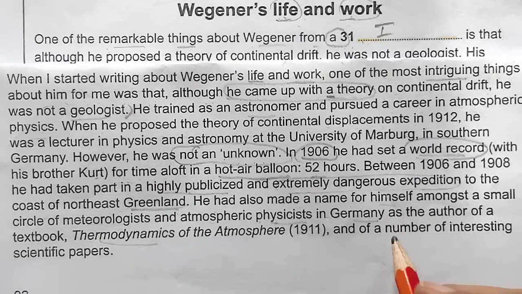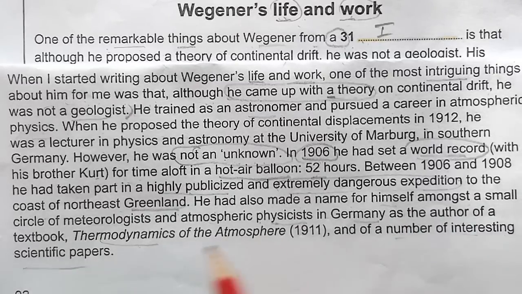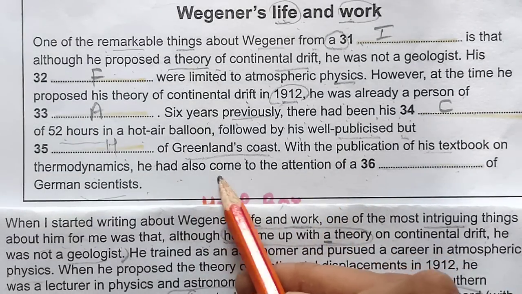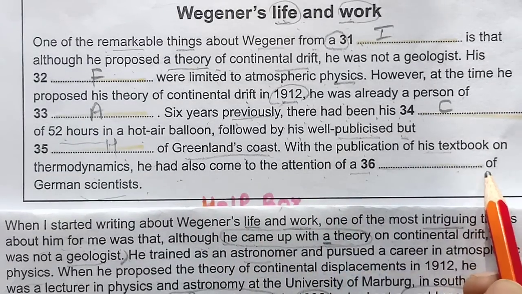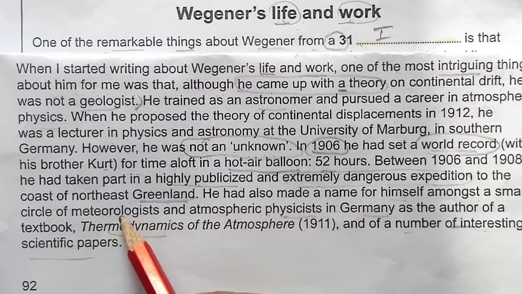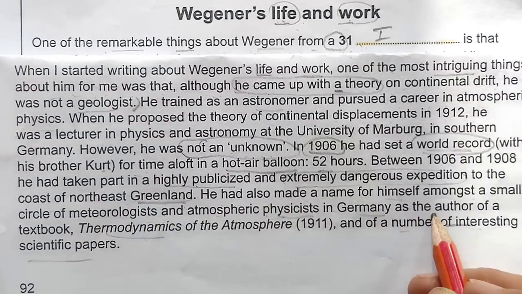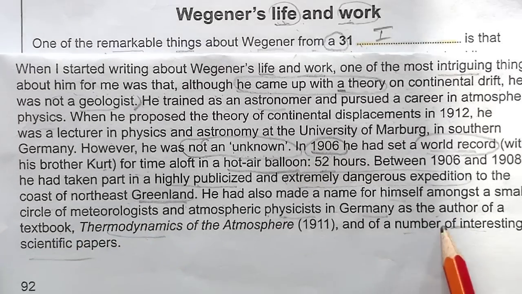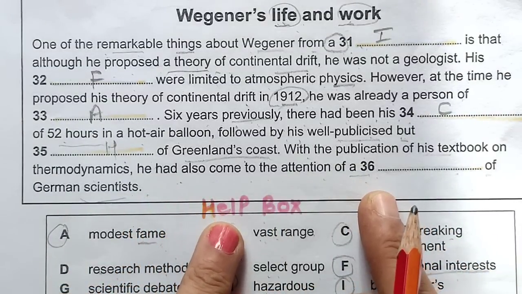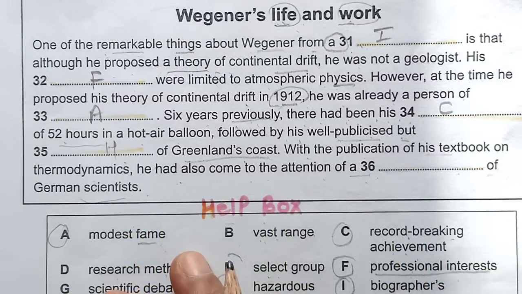This name was given. And a number of interesting scientific papers. What they are asking. Also, he had also come to the attention of a German scientist. Himself amongst a circle of this in Germany as the author of a textbook. And a number of interesting scientific papers. He had also come to the attention of a German scientist.